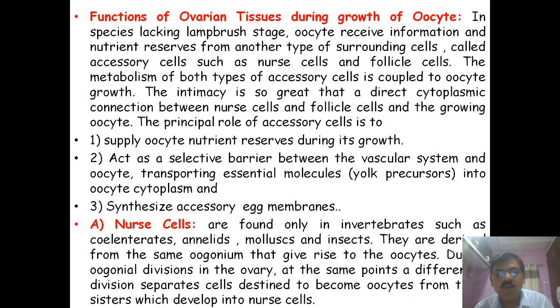The first one is the nurse cell. These are found only in invertebrates such as coelenterates, annelids, mollusks, and insects. They are derived from the same oogonium that gives rise to the oocytes. During oogonial divisions in the ovary, at some point, a differential division separates cells destined to become oocytes from their sisters, which develop into the nurse cells.